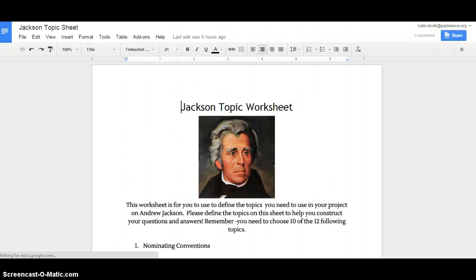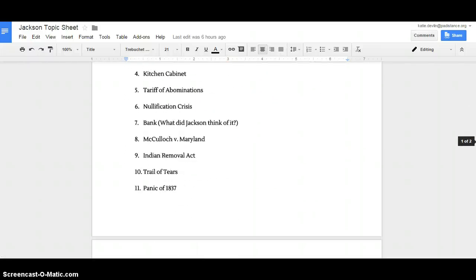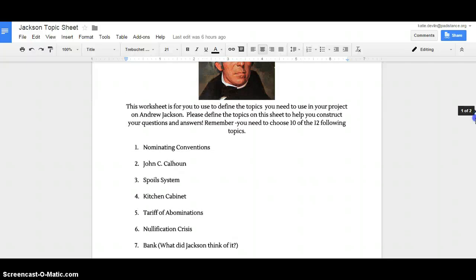So what I've done here is with the topics, I have written them all out on a notes page. And you are choosing 10 out of 12. Don't forget that. So use this notes page to write down all of the information you need on the items that you choose. Again, rely on your textbook to help you out here. Don't use Google, don't use Wikipedia. Textbook, guys.